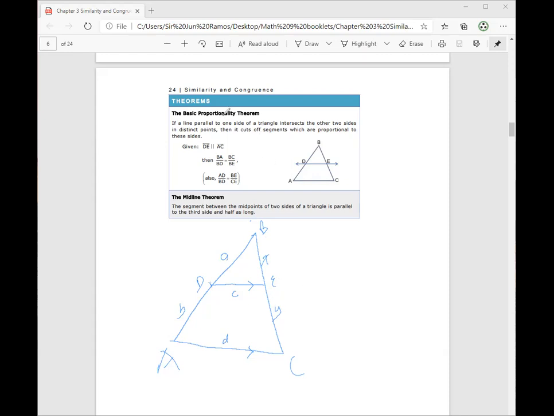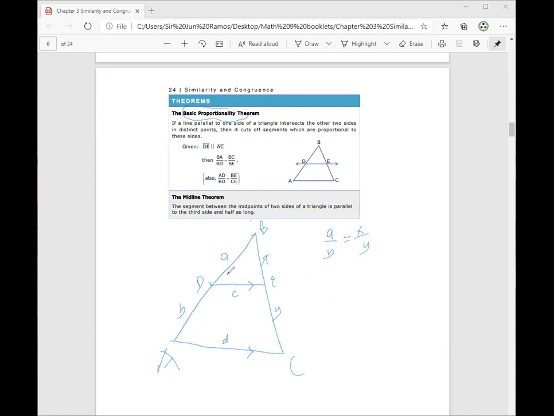Now, the basic proportionality theorem here just tells us that we have the following ratios, okay? I can say A is to B equals X is to Y. Okay, that's what it's trying to say. Now, note that we can invert this and say B is to A equals Y is to X. Now, these are segments that were cut.